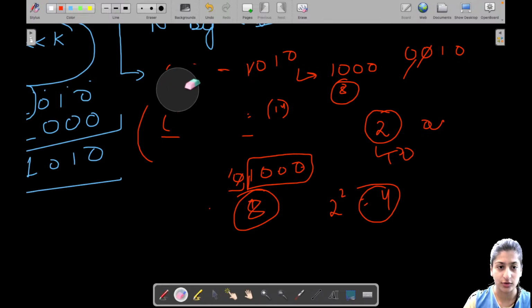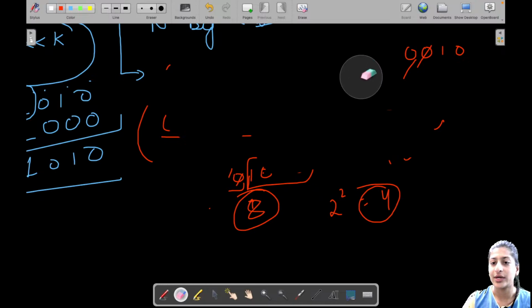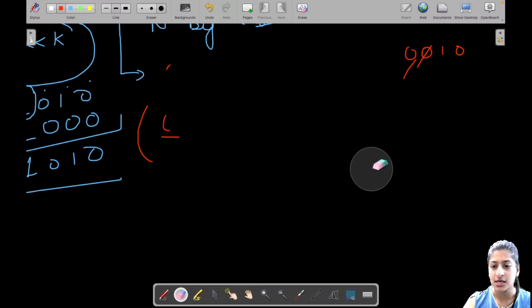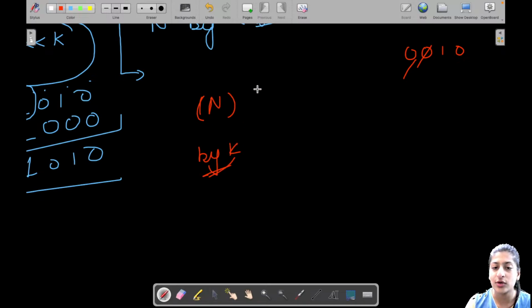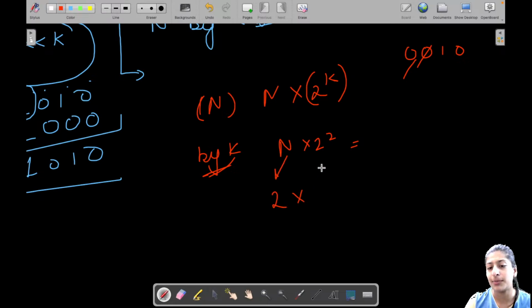Fine. Coming back to the logic, what I was trying to explain. So in terms of decimals, what is happening is you are multiplying that number by 2 to the power of k. If n is the decimal form of the number and I am doing a left shift on n by k times, so actually what is happening is n is getting multiplied by 2 to the power of k. If k is 2, so n is multiplied by 2 to the power of 2, that is 4. So let's say your n is 2, right? So when you multiply it by 2 to the power 2, that becomes 4. So the answer is 8.